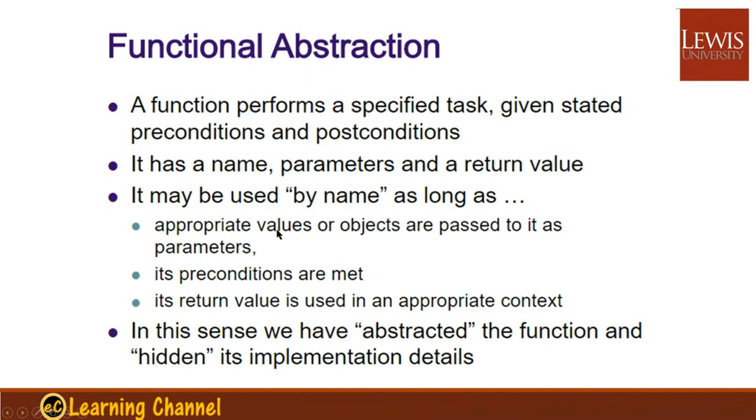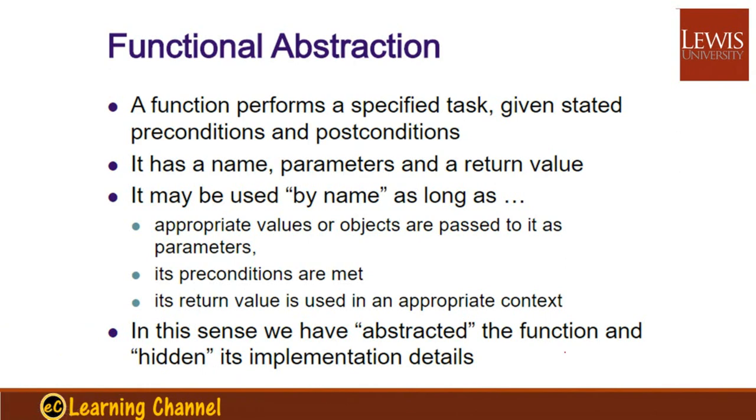Functional abstraction is also known as procedural abstraction. A function performs a specific task, given stated preconditions and postconditions. It has a name, parameters, and a return value. It may be used by name as long as appropriate values or objects are passed to it as parameters, preconditions are met, and its return value is used in an appropriate context. In this sense, we have abstracted the function and hidden its implementation details.